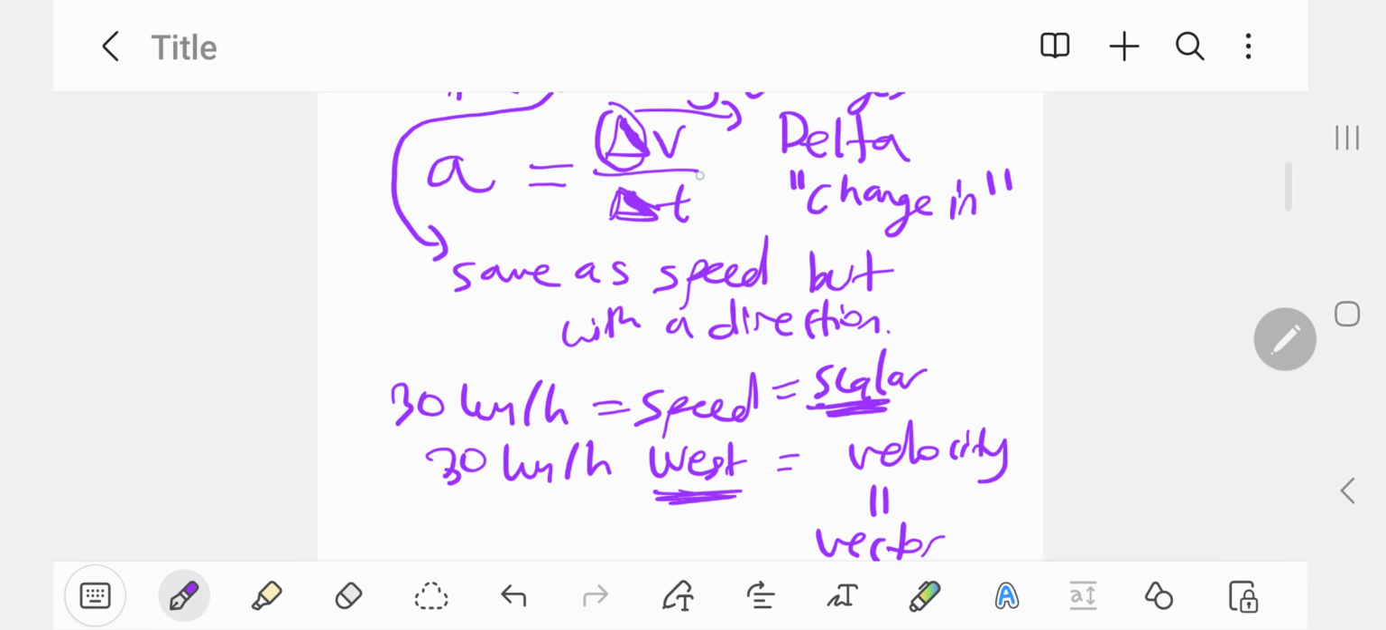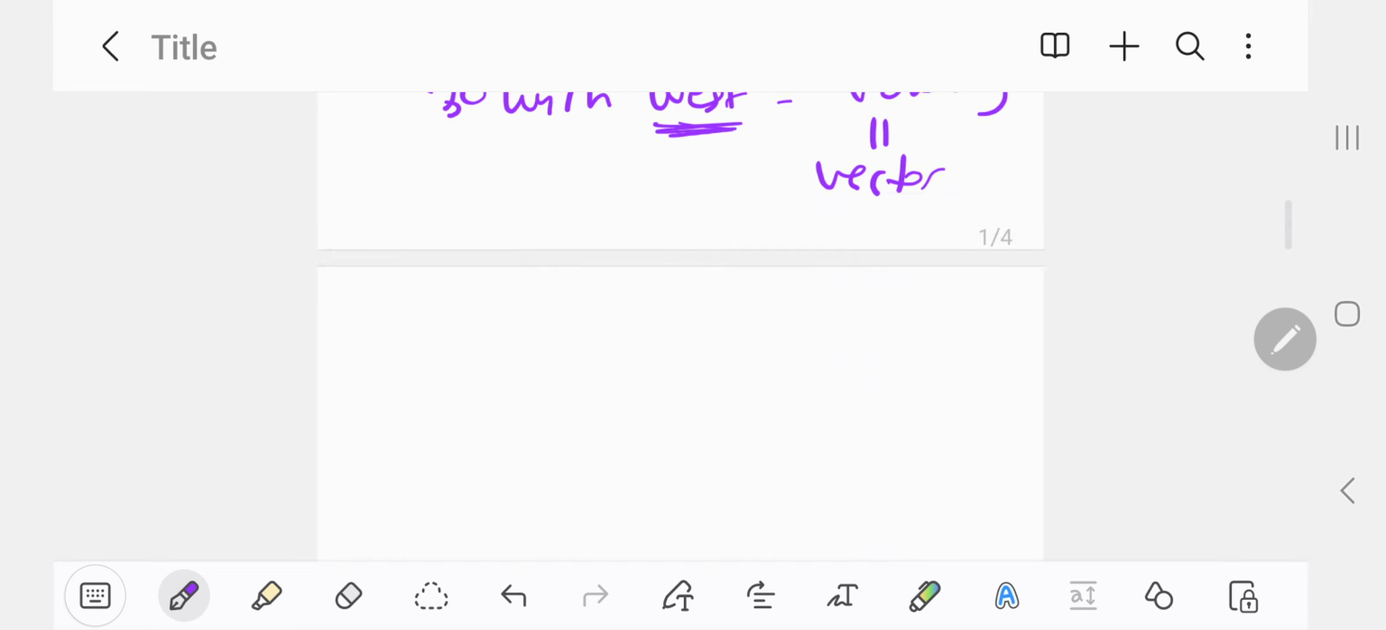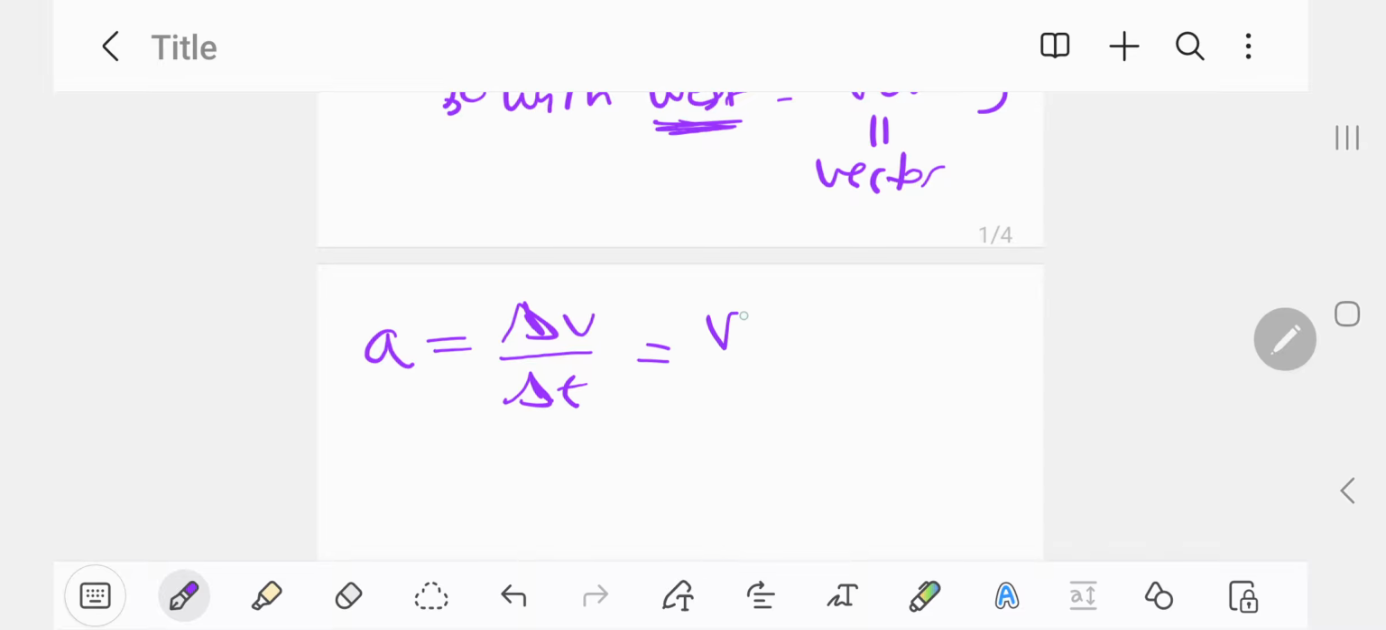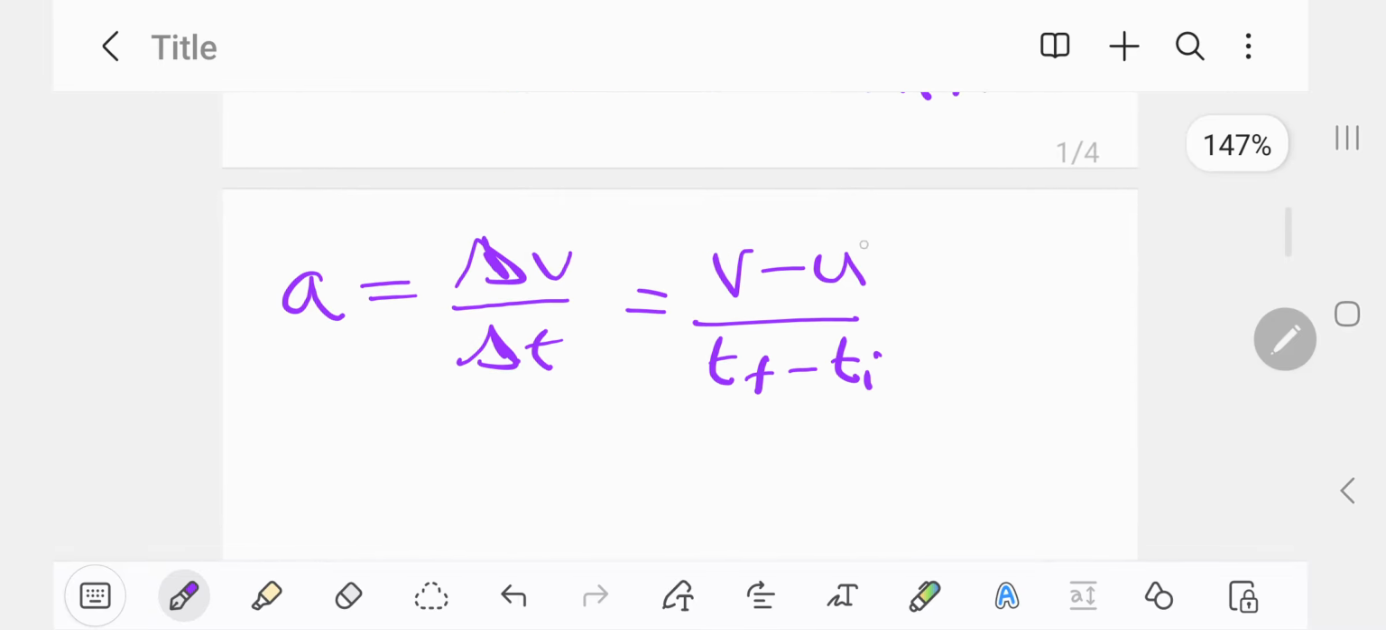So acceleration is change in velocity over change in time. Let me write this again. This is the same thing as v minus u over t. I'll explain this now. Change in velocity means the final velocity, which we write as v, minus the initial velocity, which we write as u. Now, who came up with these symbols? I don't know. That's just how it is in physics.